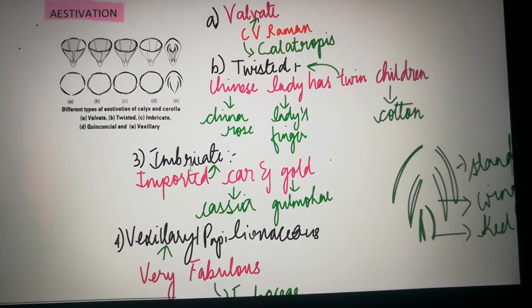And the third type of estivation is imbricate. If the margins of sepals or petals overlap one another but not in any particular direction, as in cassia and gulmohar, the estivation is said to be imbricate.